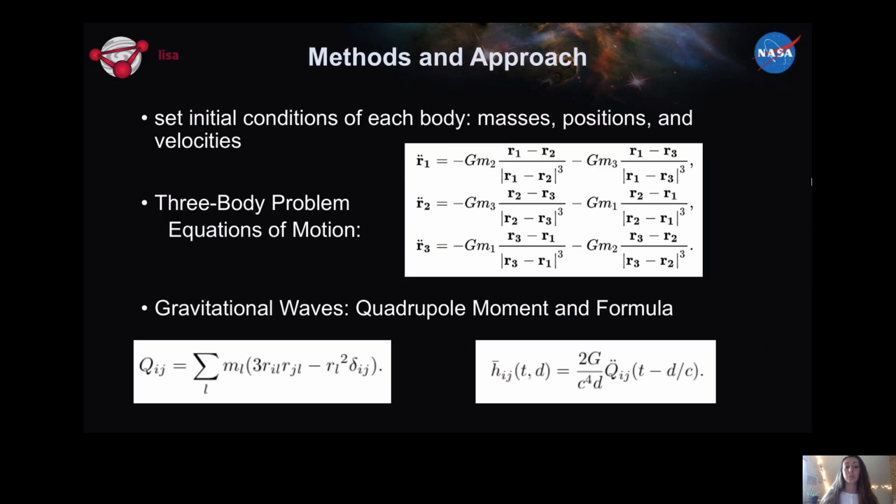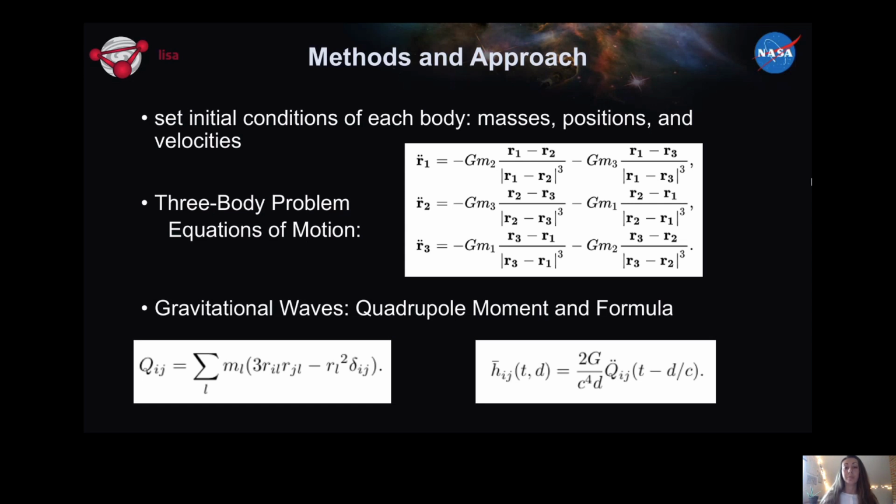In order to do this, we set the initial conditions of each of the three bodies, meaning the mass, positions, and velocities. We then calculate the three-body problem equations of motion, which are on the right. By taking the initial position and velocity, we then calculate the position, velocity, and acceleration at each time step using a numerical method to then determine the future position and velocities of each time step. Getting the resulting position matrix, we're able to model the dynamics of the three bodies within the system and calculate the gravitational waves of the system.